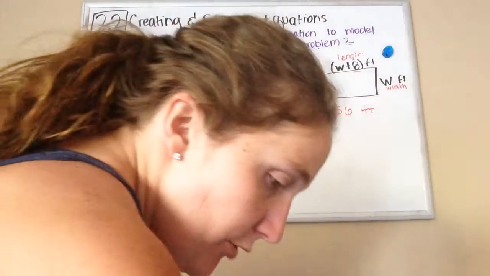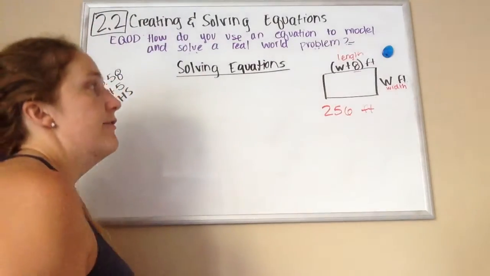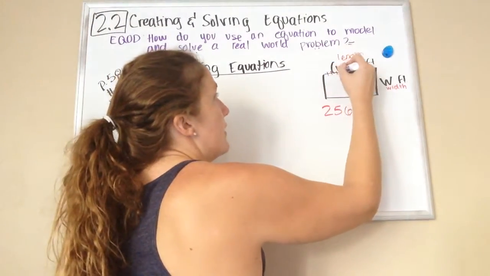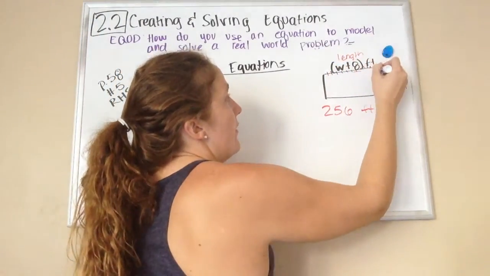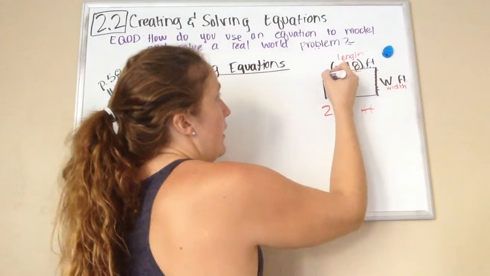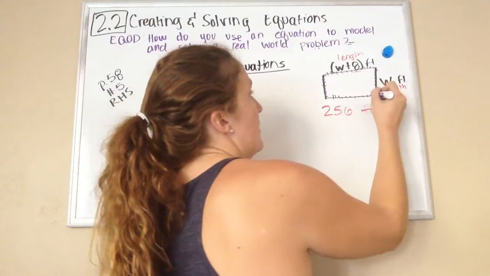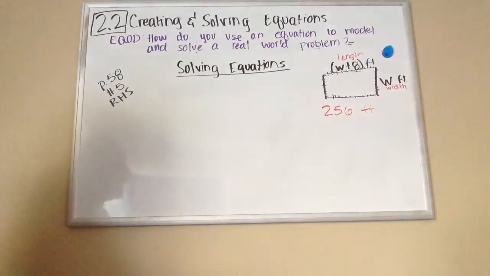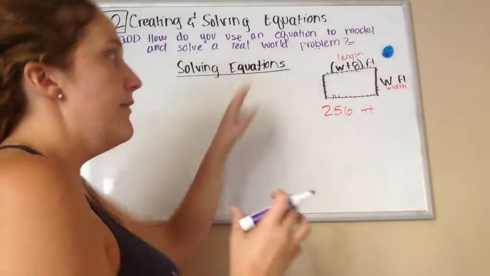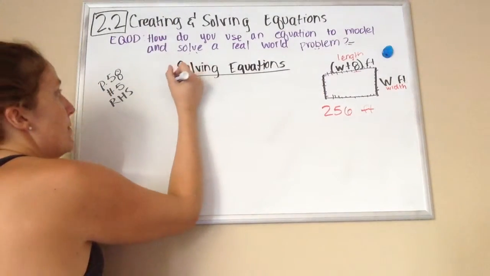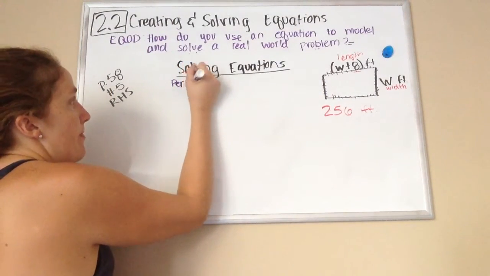So when we're talking about 256 feet of fencing, it's talking about the outside, right? It's talking about the fence that's surrounding the garden, which is the outside. Now, if we think about what that outside is in mathematical terms, it's not the area, it's not what's inside of it, it's the outside, which would be the perimeter.